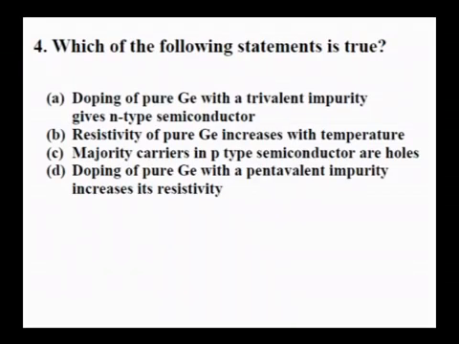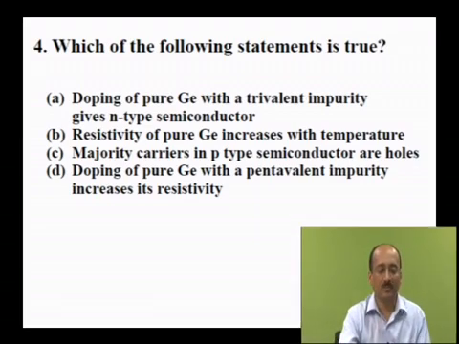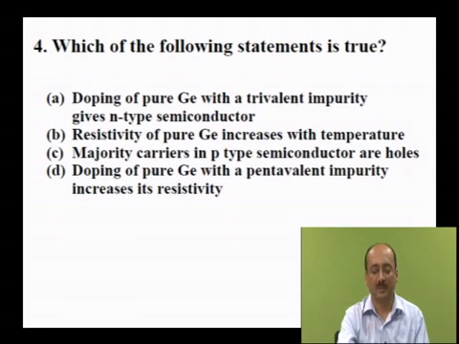Next question, which of the following statements is true? Doping of pure germanium with trivalent impurity gives N-type semiconductor. Resistivity of pure germanium increases with temperature. Majority carriers in P-type semiconductors are holes. Doping of pure germanium with a pentavalent impurity increases resistivity. Now they are asking which one is true.